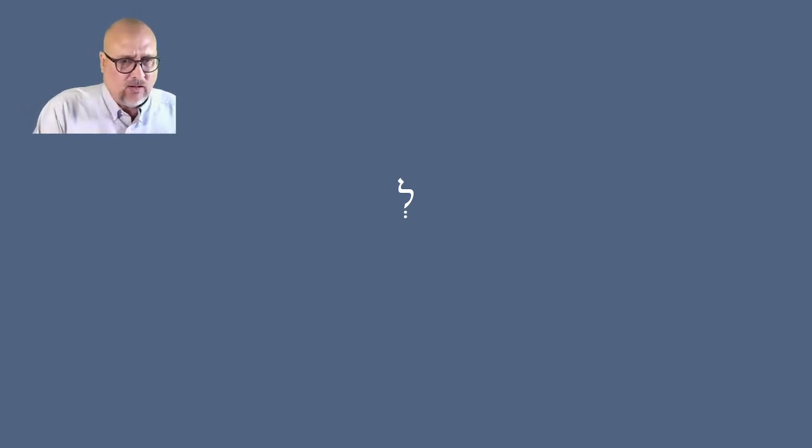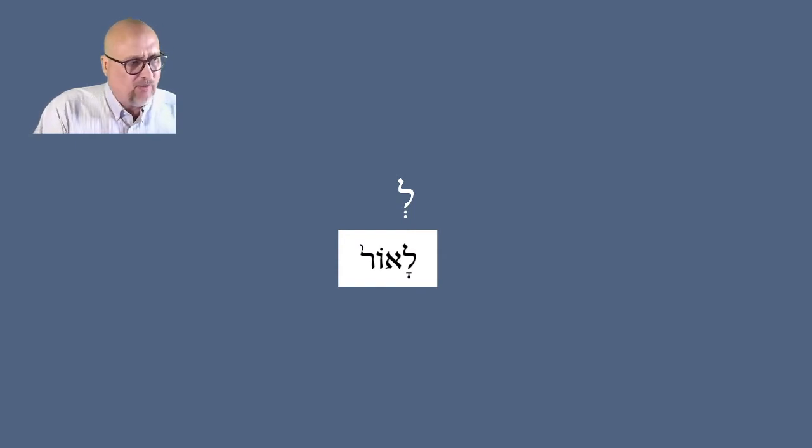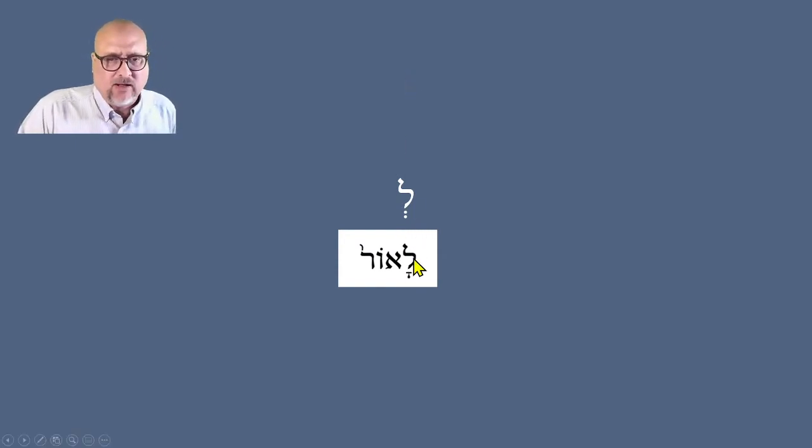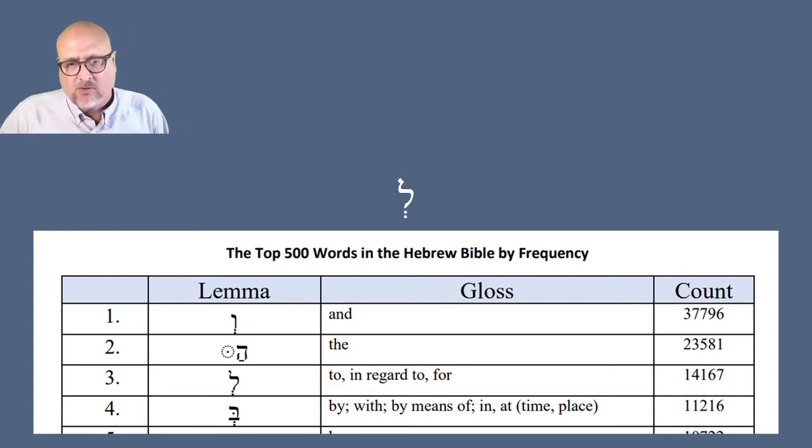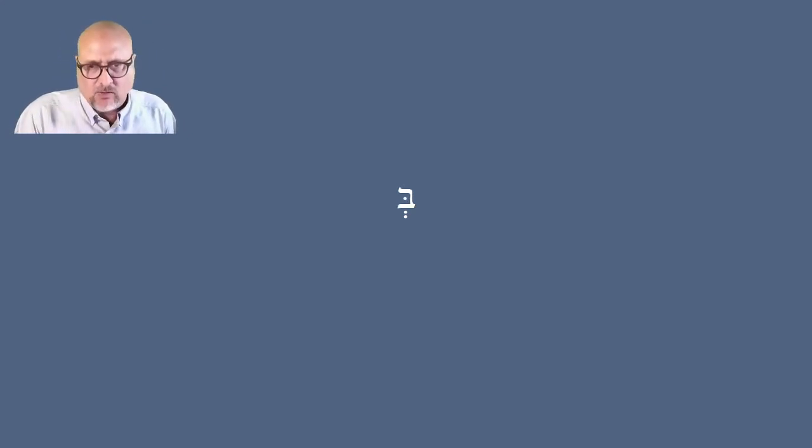Okay, the next word we want to learn is le. And le is put on the front of the word. This says to the light. For some reason, when you add a preposition, if it has the on the front, you drop the hey off, but you keep that long vowel. So to the light, God called to the light day. So this is the word to. It appears 14,000 times in the Hebrew Bible. So it's the third word that we're going to learn.